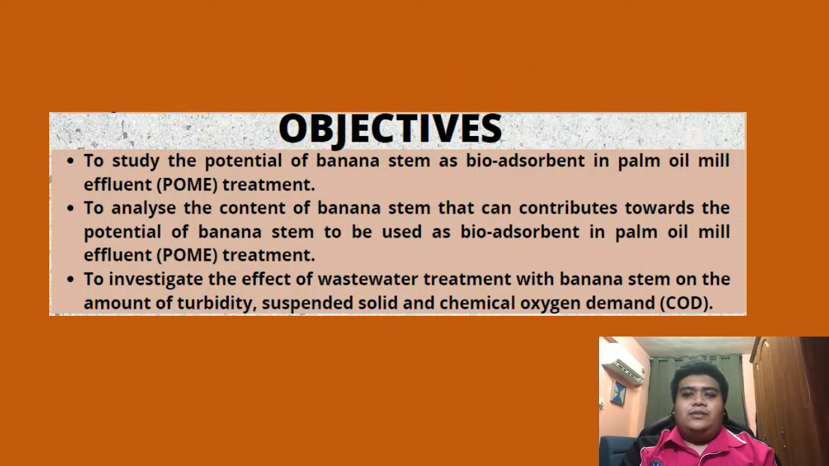For the objectives, there are three main objectives to be achieved at the end of this project. The first objective is to study the potential of banana stem as a bioadsorbent in palm oil mill effluent treatment.